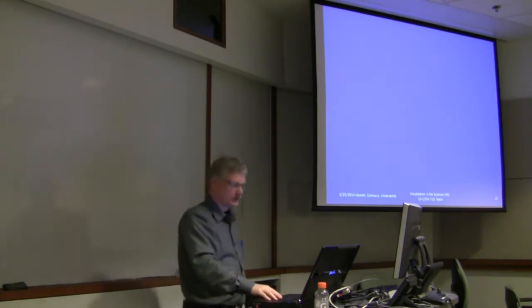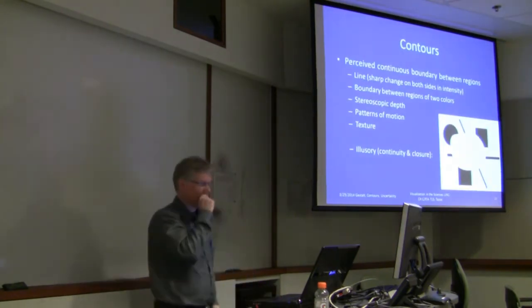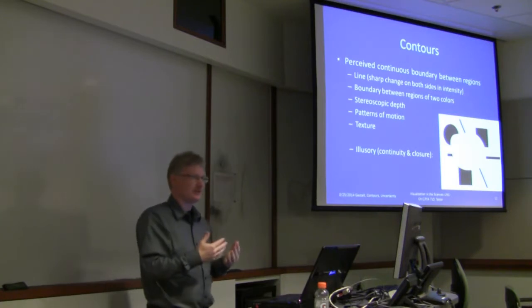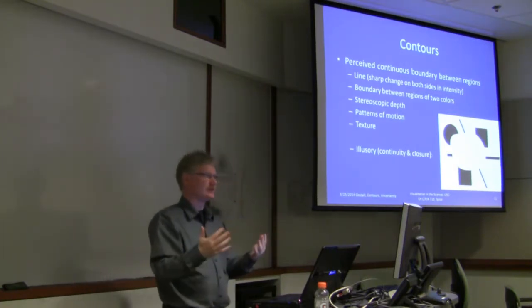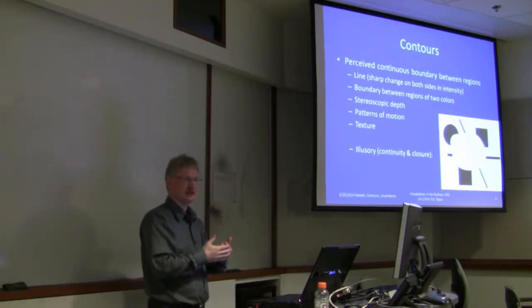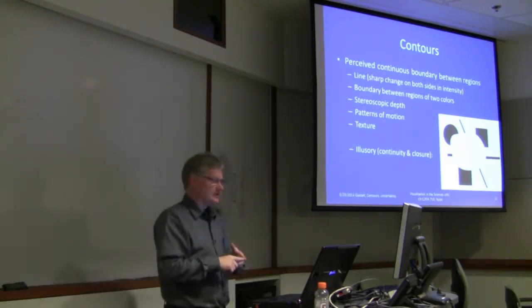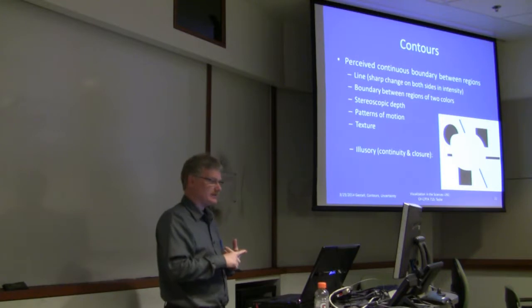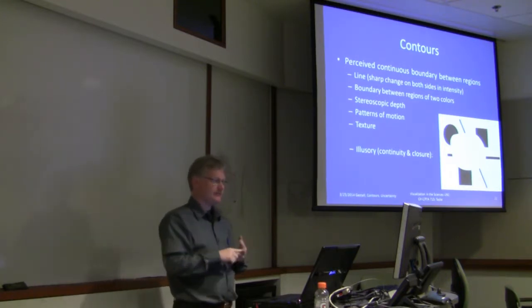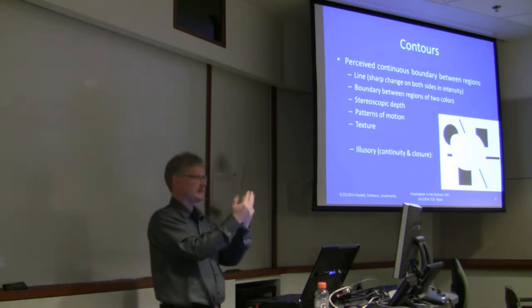All right, so contours. There's perceptual contours that are boundaries between inside an object and outside an object, between two objects, between foreground and background. Lines, basically sharp changes of intensity on both sides, can be a good boundary. Different colors can be boundaries. Two different stereoscopic depths can be boundaries.